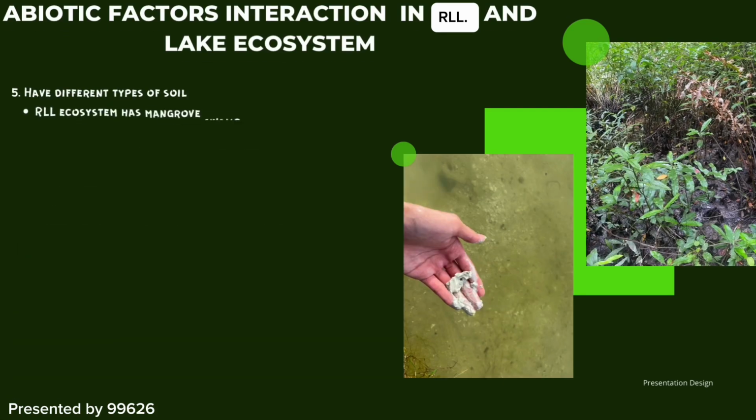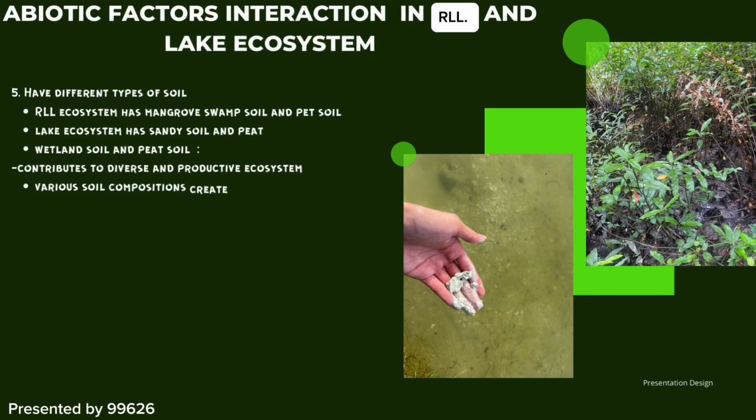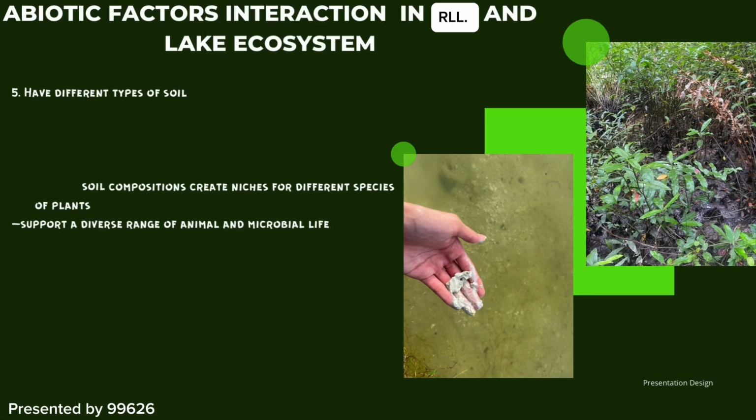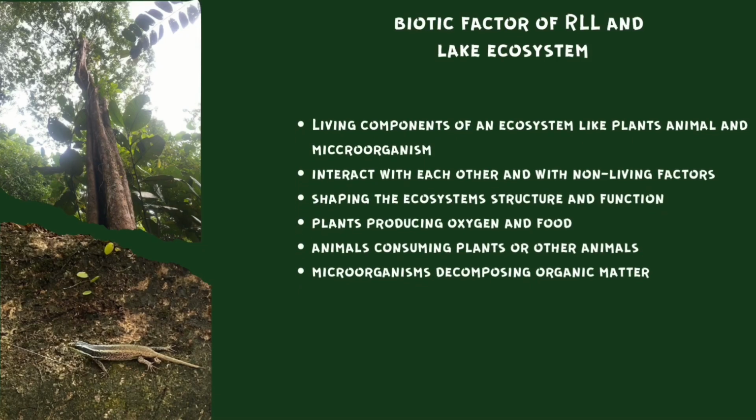The last point is soil. The mangrove ecosystem has mangrove swamp soil and peat soil, while the lake ecosystem has clay soil and peat. The presence of multiple soil types, such as mangrove swamp soil and peat soil, contributes to the diversity and productivity of the ecosystem.